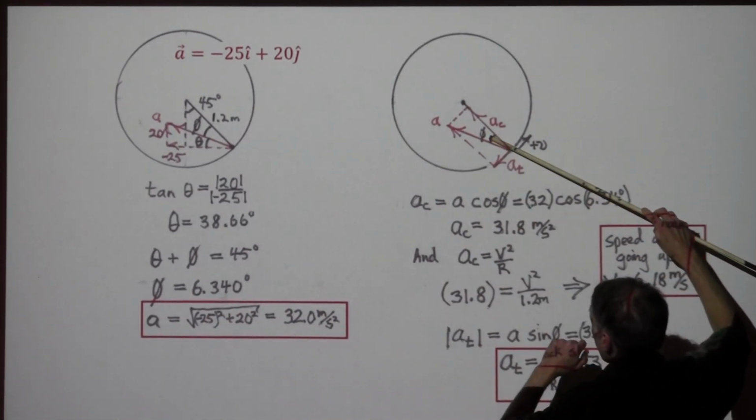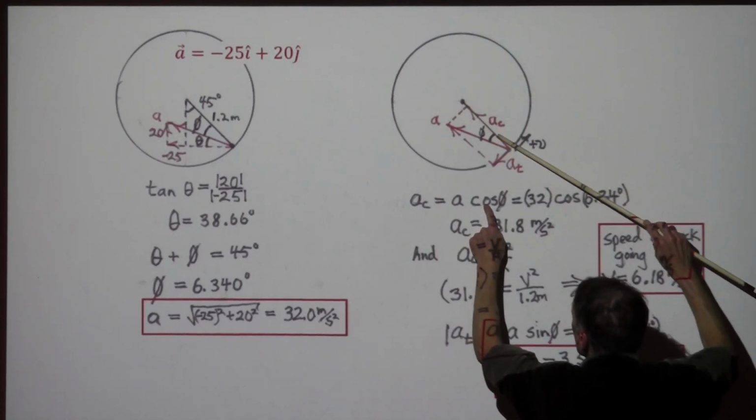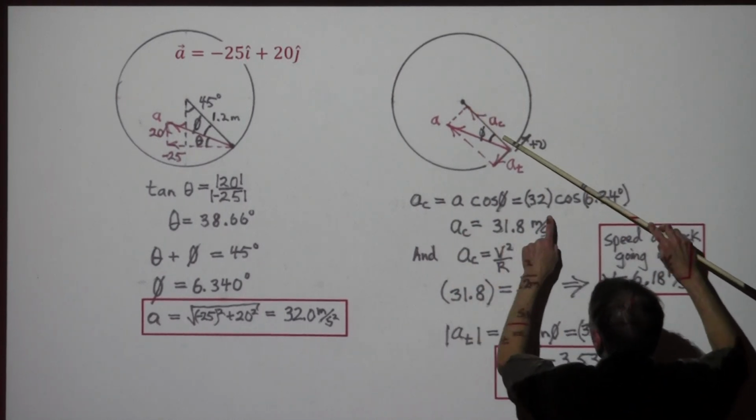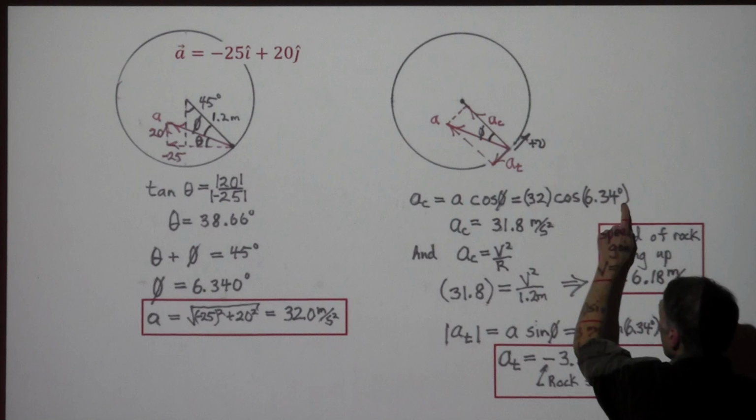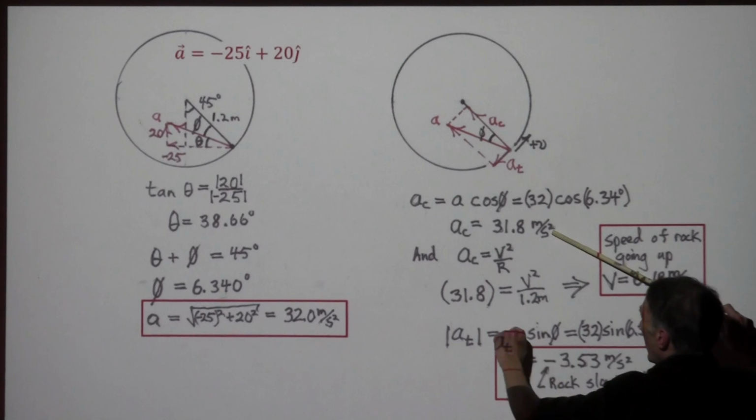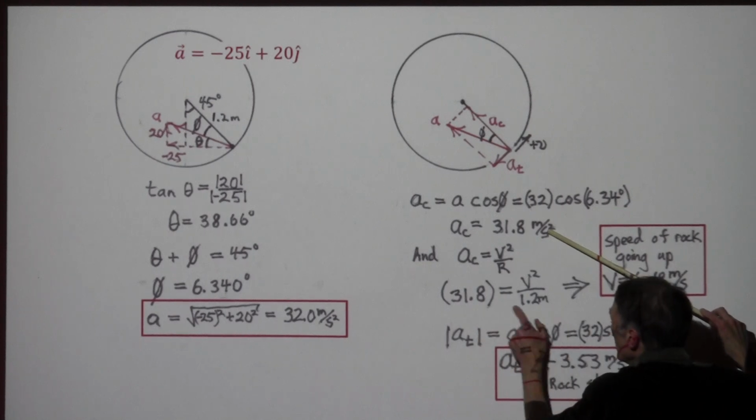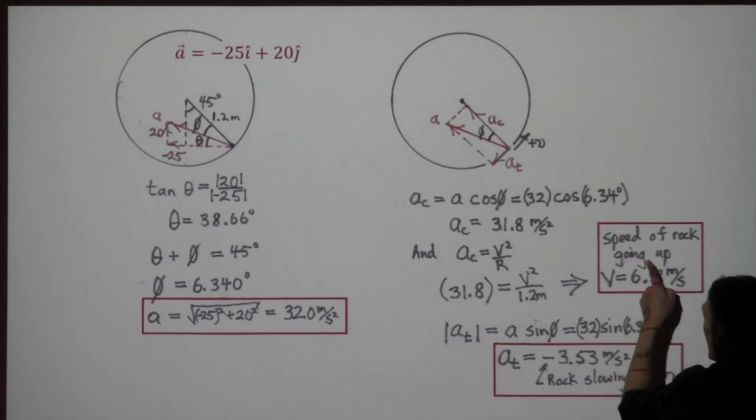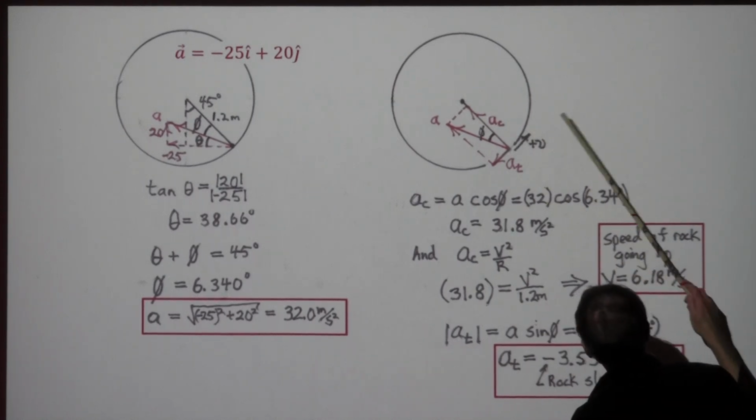So now once I have that, I can take that and get a centripetal. That is the side that's adjacent to that angle, so I use the cosine. A centripetal is a cosine of phi times this, and sticking in the numbers, the acceleration was 32. I know the cosine of the angle that I know, and I can get a centripetal, so that's not too bad. And also, a centripetal is equal to v squared over r, so both of these have to be true. And so I can solve for v, and the speed of the rock going up is got to be this. So that's the speed that it's traveling.